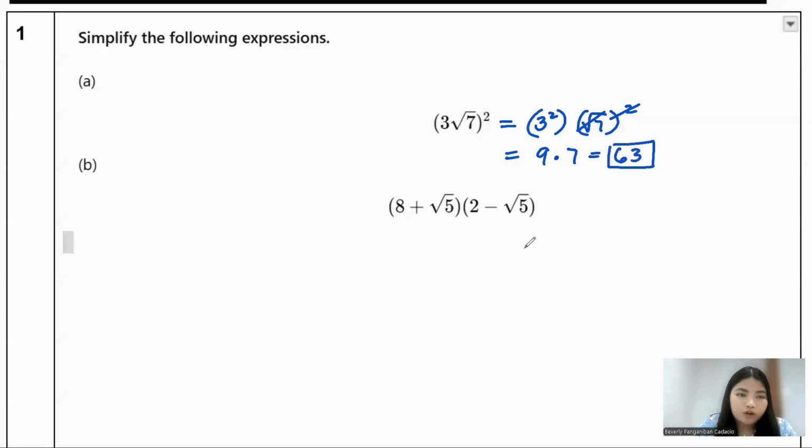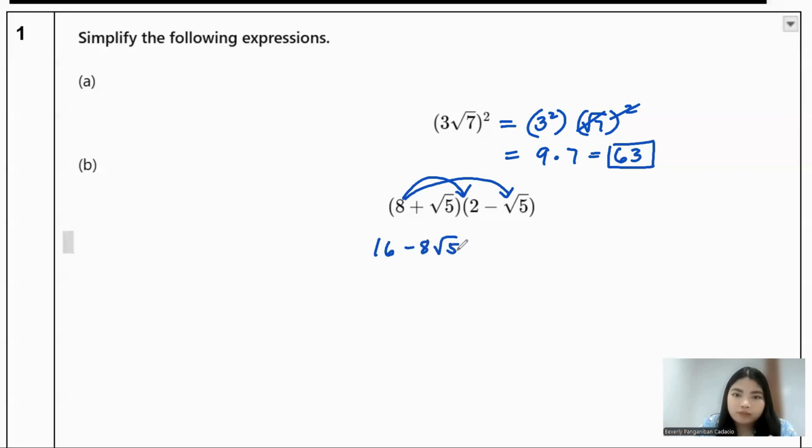Now let's move on to letter B, which is you have 8 plus root 5 multiplied by 2 minus root 5, which you can just do the rainbow method or the FOIL method. Let's just go with the rainbow method. I think it's very common for you to use the rainbow method term. Okay, so basically start with this one. 8 times 2, we're going to have 16, and then next one will be 8 multiplied by that one, which will become negative 8 root 5.